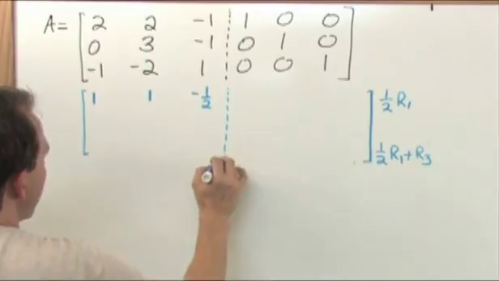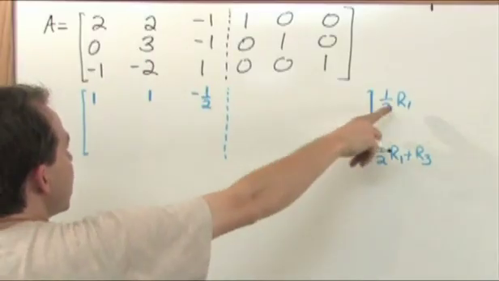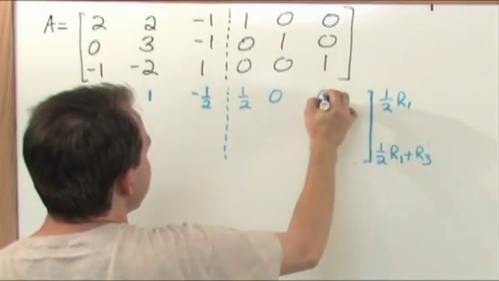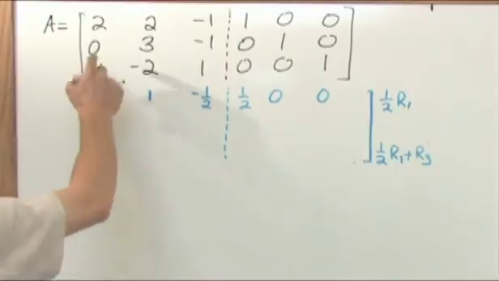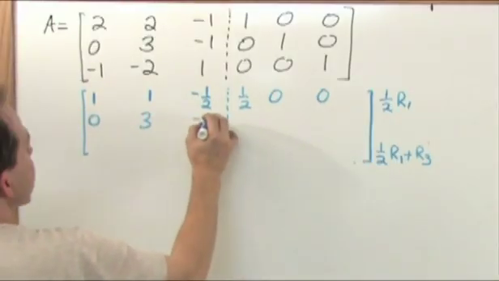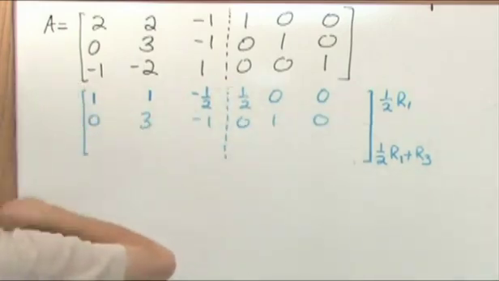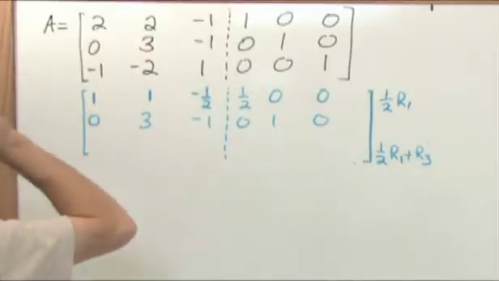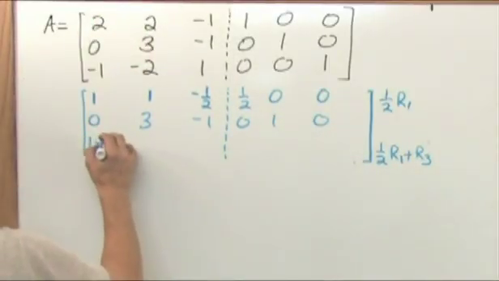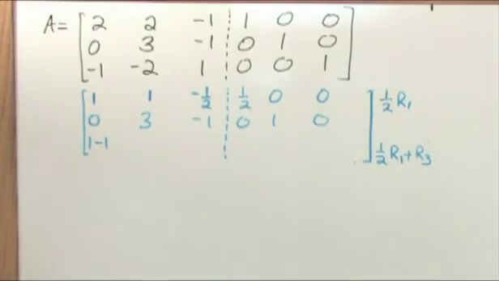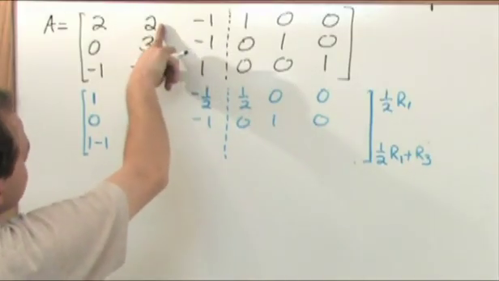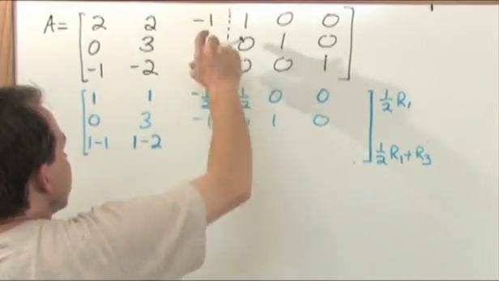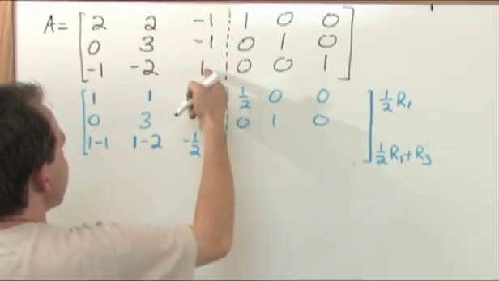Go ahead and keep your augmented little line here. You've got to apply this to everything. So 1/2 of 1 is 1/2. 1/2 of 0 is 0. 1/2 of 0 is 0. Okay? Middle line stays the same: 0, 3, -1, 0, 1, 0. Third row, we want to actually do this: 1/2 of this plus this. So 1/2 of 2 is going to give me 1 plus the third row gives me that. Going to this, 1/2 of this gives me 1 plus this gives me the -2. 1/2 of this is -1/2 plus the 1 down here.